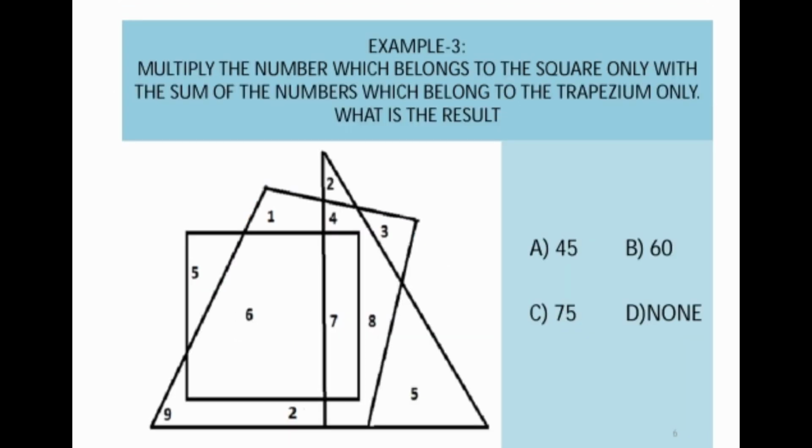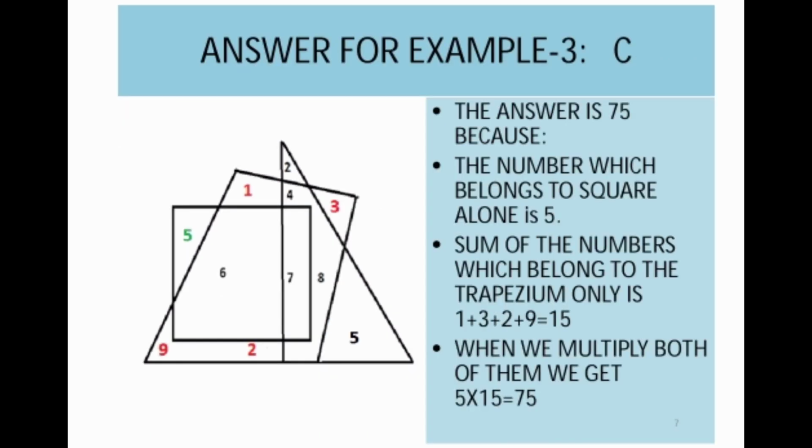Now, coming to example 3, multiply the number which belongs to the square only with the sum of the numbers which belong to the trapezium only. What is the result? Now, coming to the answer for example 3, the option is C, which is 75. The number which belongs to square alone is 5.